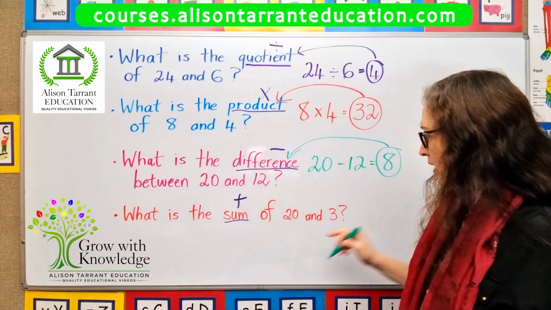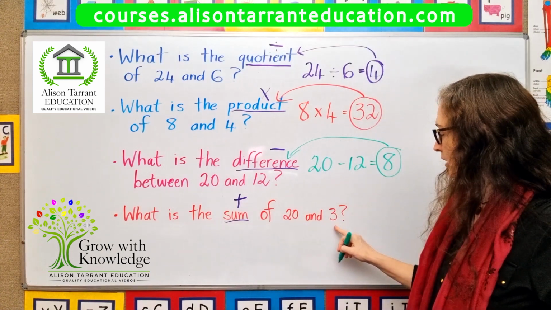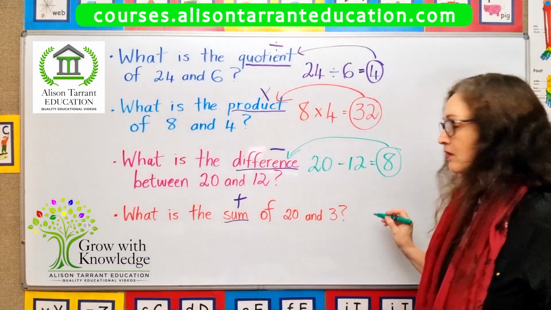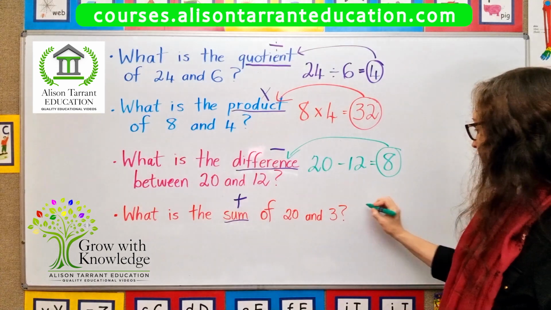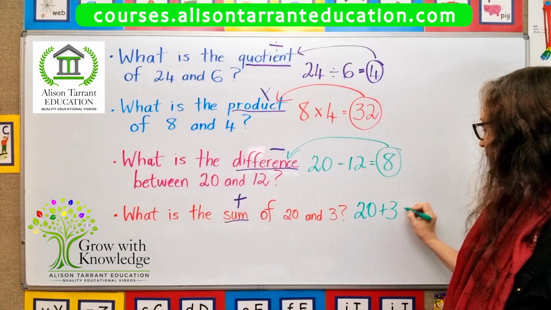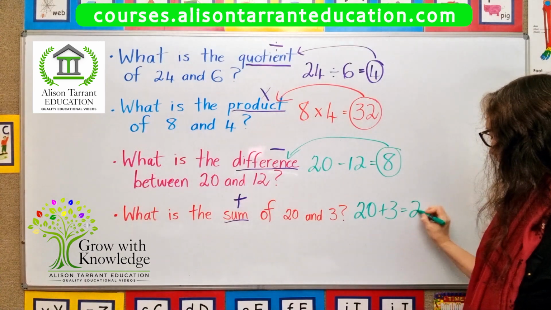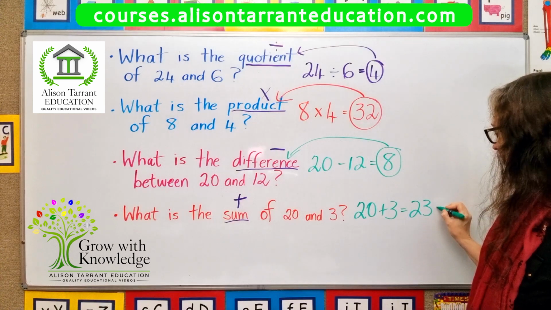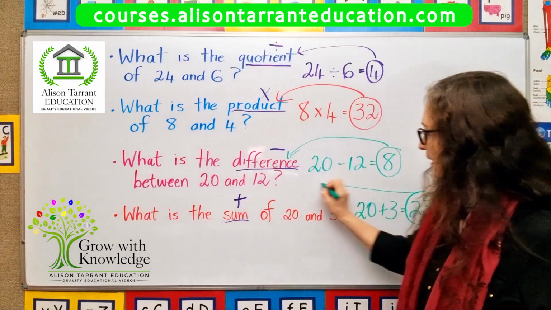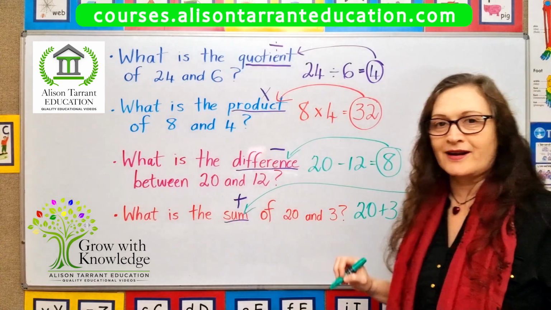And then the last one, sum. So if you add these two numbers, you get an answer, which is the sum of these two numbers. So let's just do this one here. Add them. So 20 plus 3 is 23. So the answer is 23. 23 is the sum of 20 and 3.